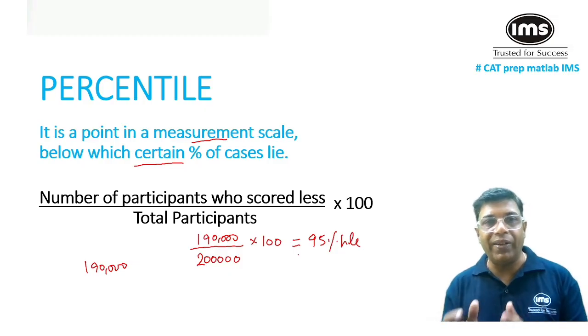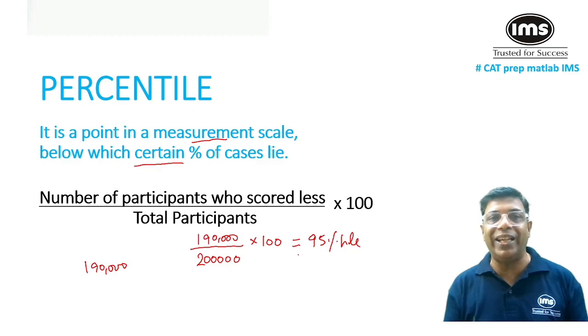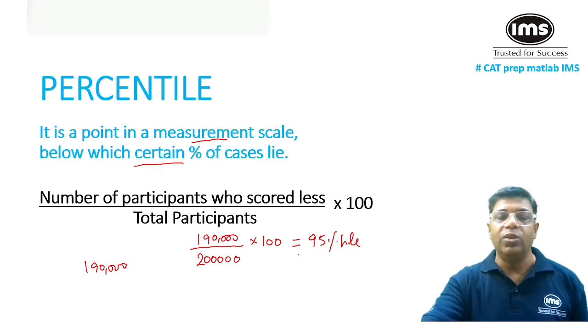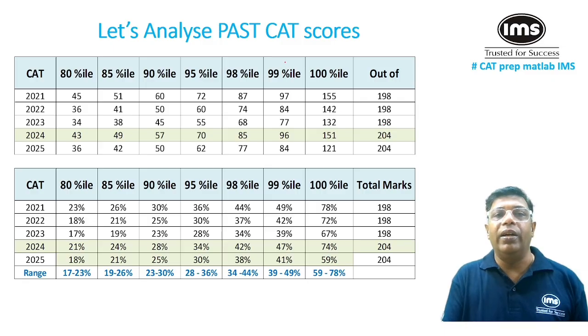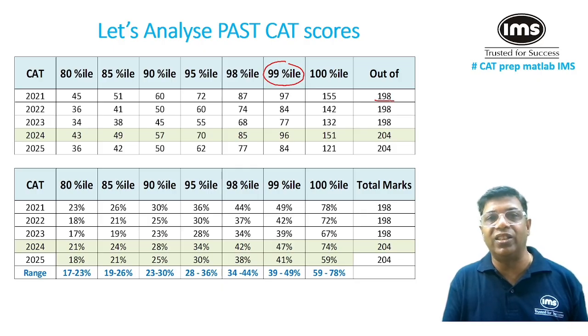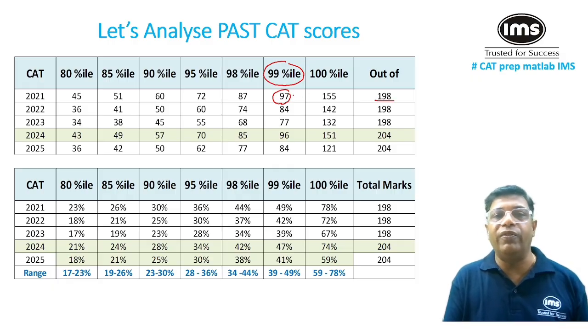Now, in the perspective of CAT, let us try to understand at what percentage what percentile comes. So let's look at this particular table. In this table, we have analyzed the CAT scores for the past 5 years, from CAT 2021 to CAT 2025. Now, observe this table. I'm focusing first on 99 percentile. In CAT 2021, the paper was of 198 marks, with a total of 66 questions. Out of that, if somebody could score 97 marks, he got 99 percentile, which is roughly around 49 to 50%. So by scoring 50% marks, one could get 99 percentile.